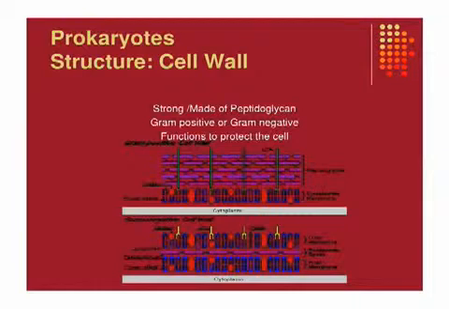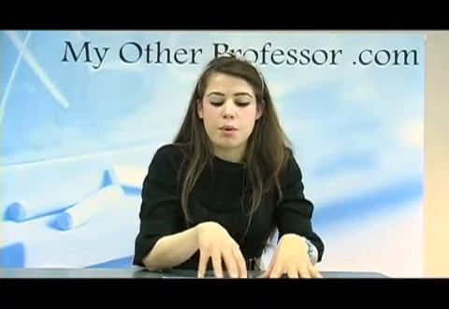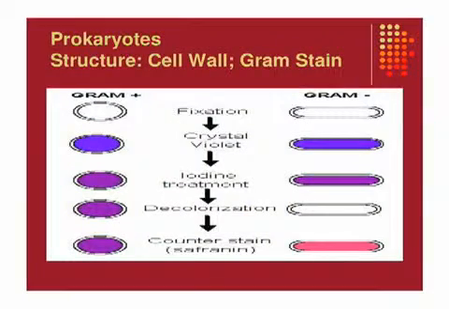So this next slide, we're going to take a look at the cell wall gram stain procedure. So we have gram-positive and gram-negative. The first step in this procedure is to fixate the cells on the slide. Then we add the crystal violet, and this stains both cells purple. The iodine treatment fixates the crystal violet onto the cells. Then we have a decolorization.